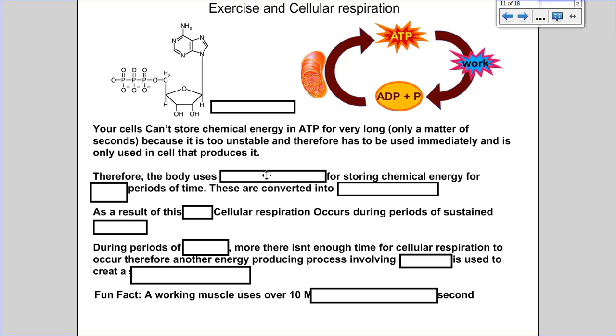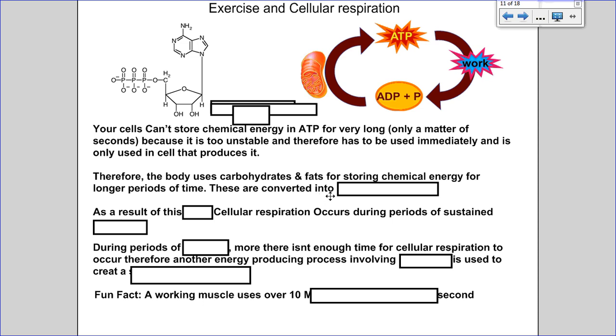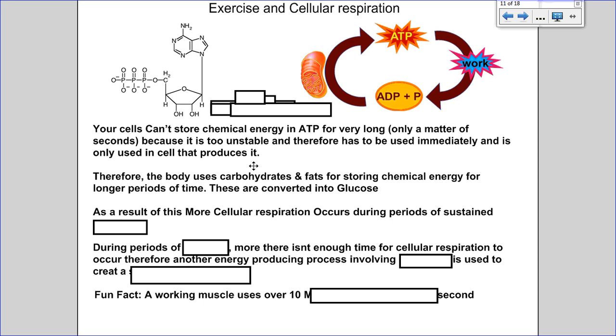Okay, so only the cells that produce the ATP are able to use it. So every single cell has to produce ATP. And therefore, the body uses carbohydrates and fats for storing chemical energy for long periods of time. These are eventually converted back into glucose and then used during cellular respiration. As a result, more cellular respiration occurs during periods of sustained exercise. Okay, that's the important thing from this slide that you need to know.